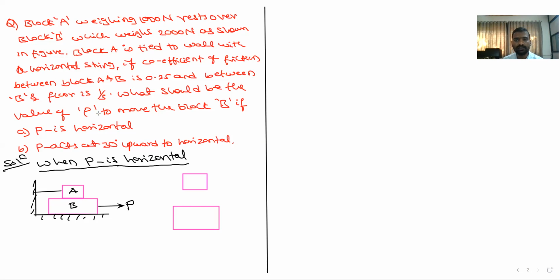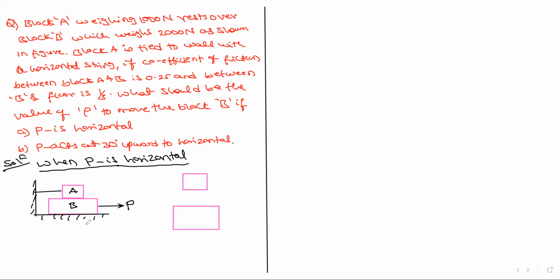Okay, in this case, there is a difference. You have to be very alert. What should be the value of P in order to move the block B? What should be the value of P to make the block move? So when you apply the force P in this direction, I want to draw the free body diagram of B. Is the block moving along P or opposite to P? The block is moving along P.